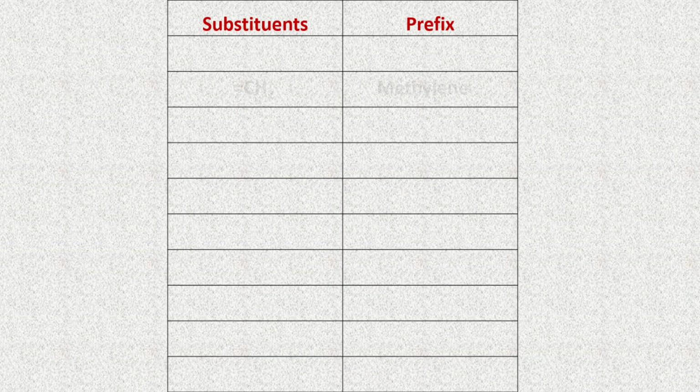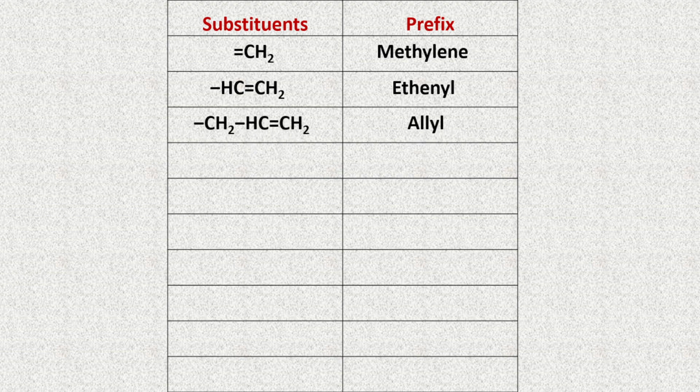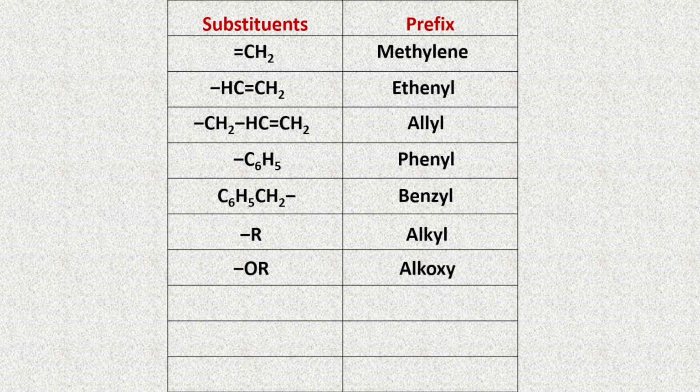The prefix for doubly bonded CH2 is methylene. The prefix for CH=CH2 is ethenyl. CH2CH=CH2, allyl. C6H5, phenyl. C6H5CH2, benzyl. If the saturated hydrocarbon substituent is abbreviated as capital R, the prefix alkyl is used. OR, alkoxy. Halogen as halo, for example chloro and bromo, and NO2 as nitro.